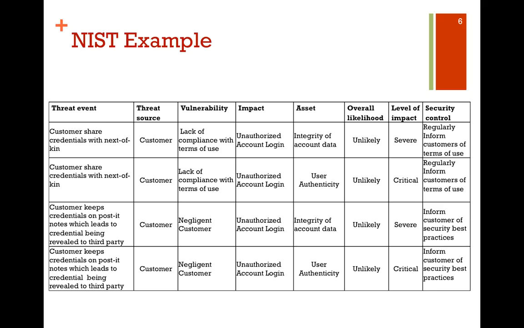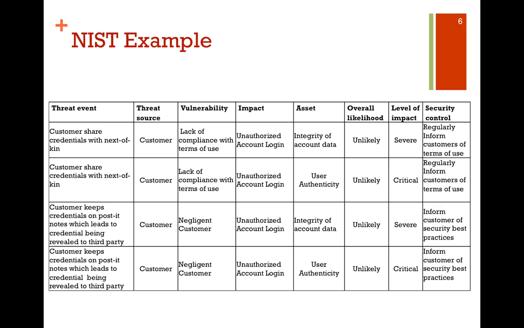Now let's take a look at a NIST risk model. The table in this slide provides an example of application of the NIST risk model. Each row in the table represents a threat event. If a threat event has an impact on one or more assets, there will be a separate row for each asset attacked by the threat. For example, in this table we have two threat events initiated by the threat source customer.